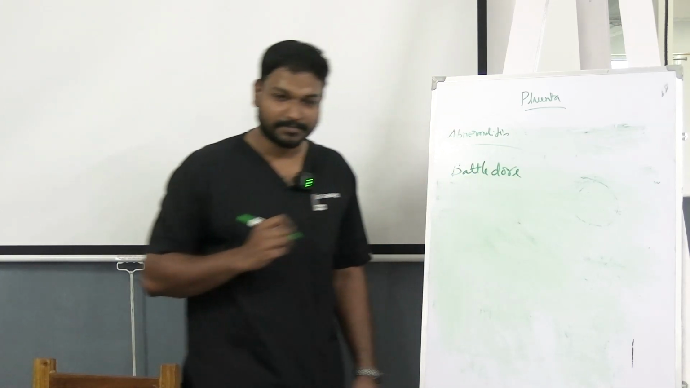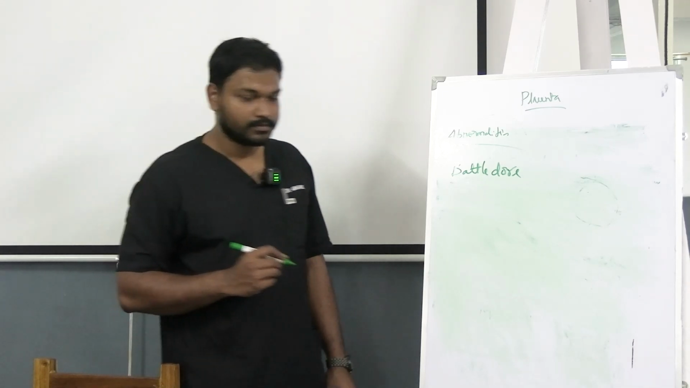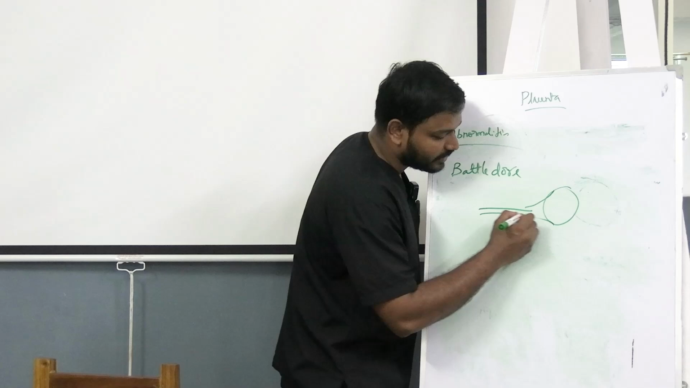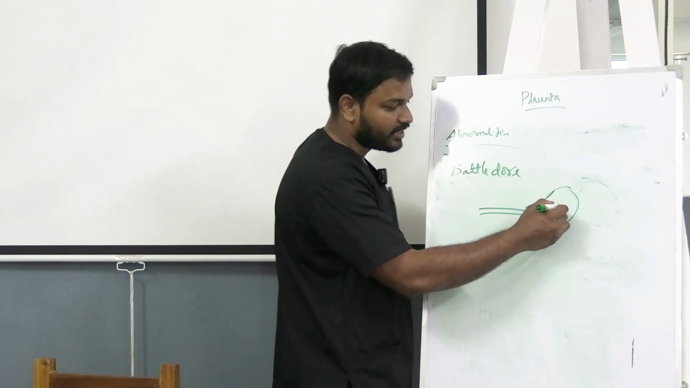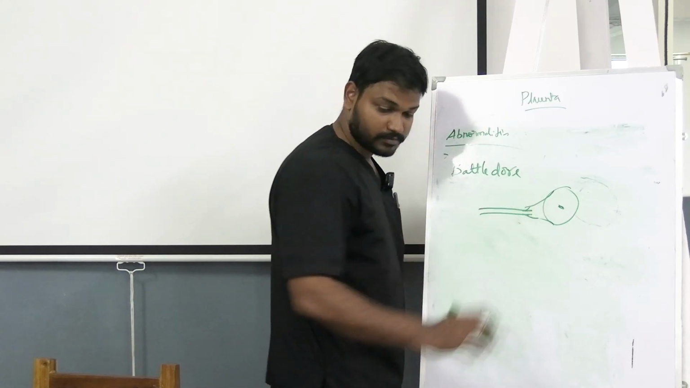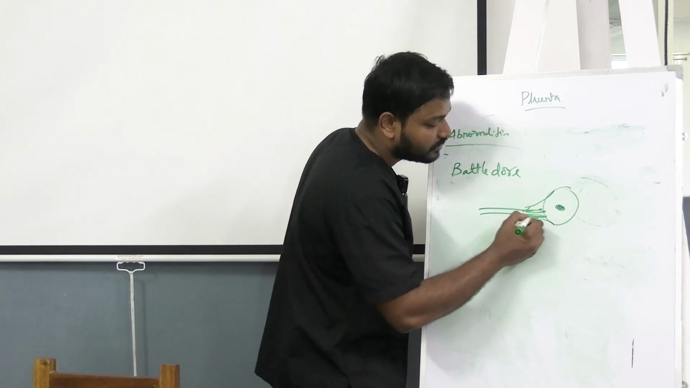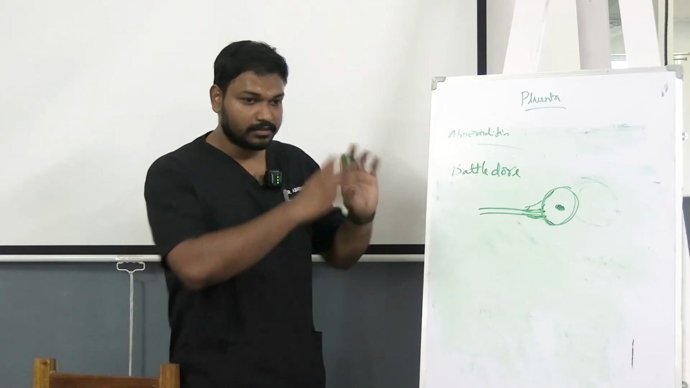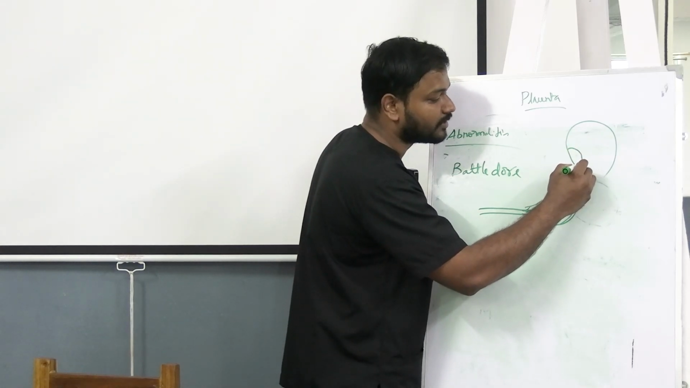What is battledore placenta? See, there is a placenta again, the placental membrane is there, and the blood vessel is attached to this cord. Usually there will be central attachment. Usually the cord is attached at the center; in battledore placenta the cord is attached at the periphery, at any point of the rim.